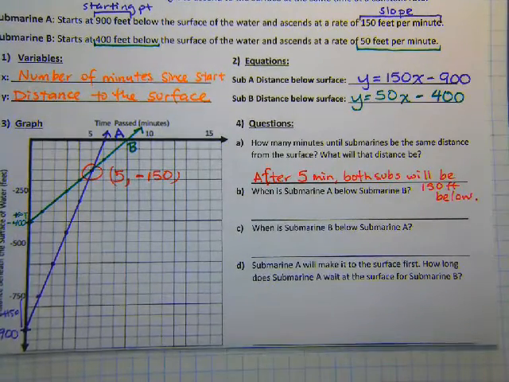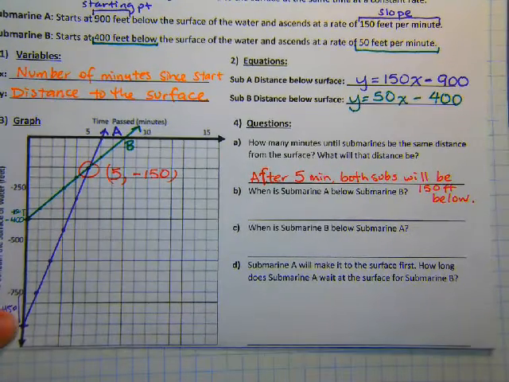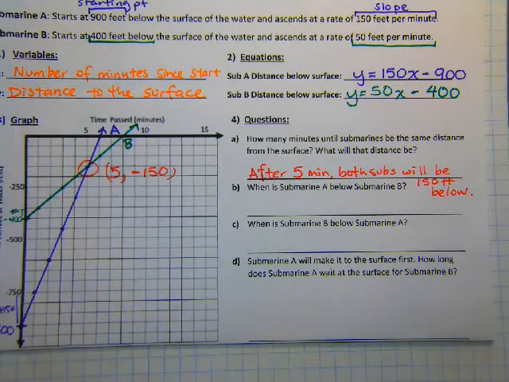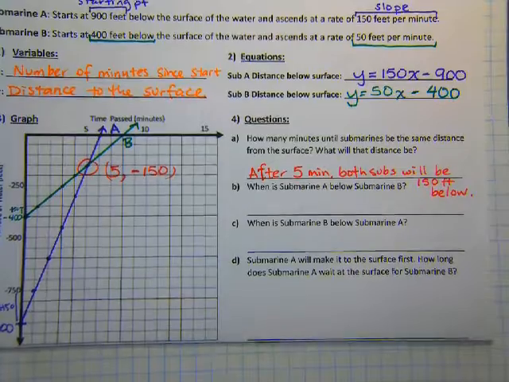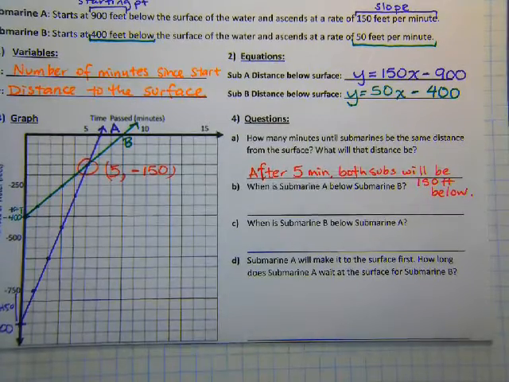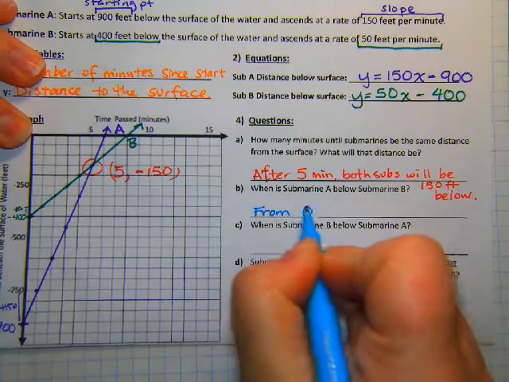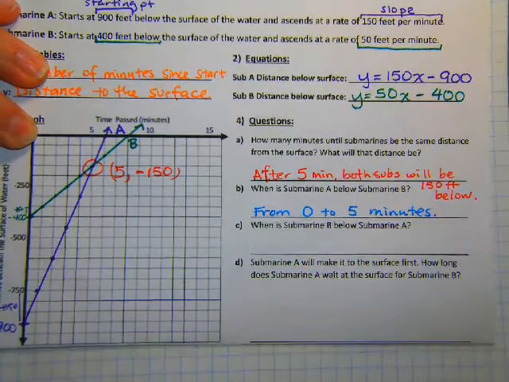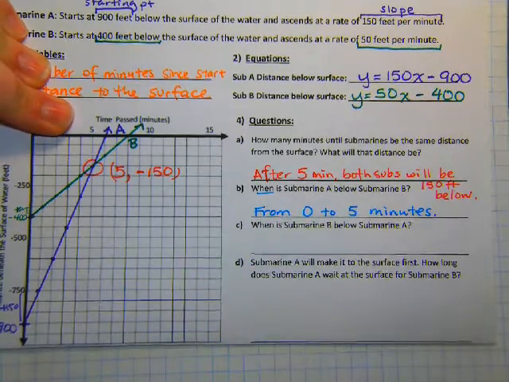Then it says, when is submarine A below submarine B? Well, A is purple. Notice from the start all the way to 5 minutes, the purple line is below green line. So that must mean that submarine A is lower than submarine B during this time. So that is from 0 to 5 minutes. Now, if you're ever confused on how to answer these questions, you use the question word. When implies a time period.